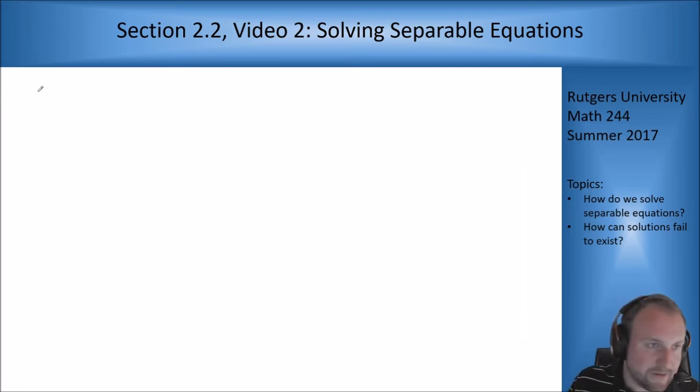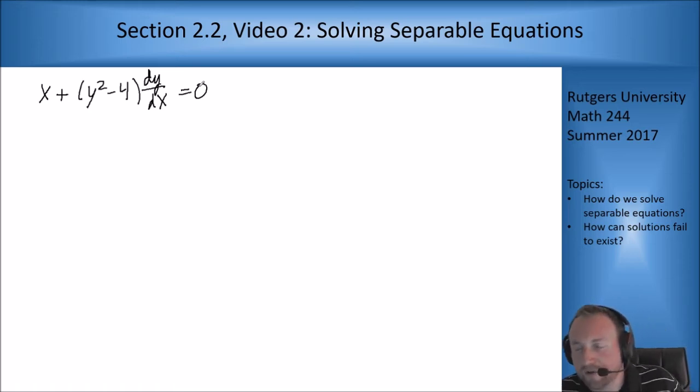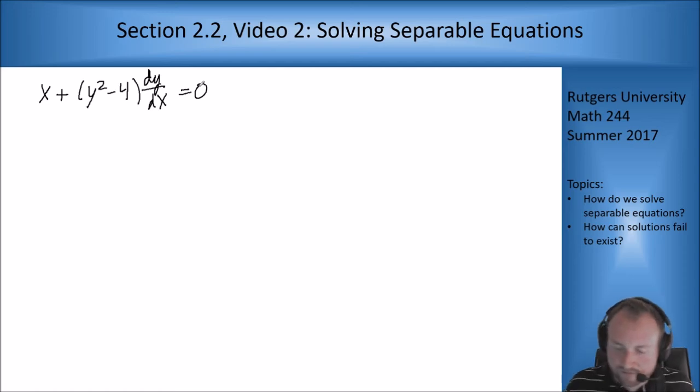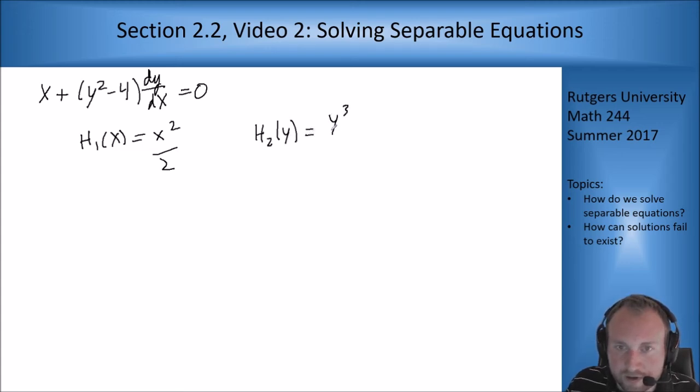So let's say I have this ODE, which I've already written for you in separable form, right? You can solve this ODE. Let's go ahead and solve it out real quick. So I need to find antiderivatives for the x function and the y function. My H1 of x is going to be x squared over 2, and my H2 of y is going to be y cubed over 3 minus 4y.